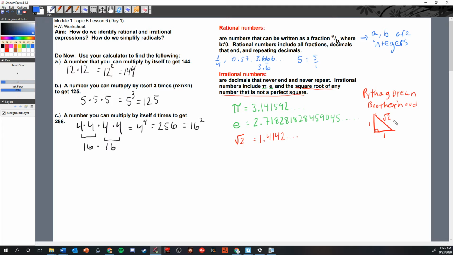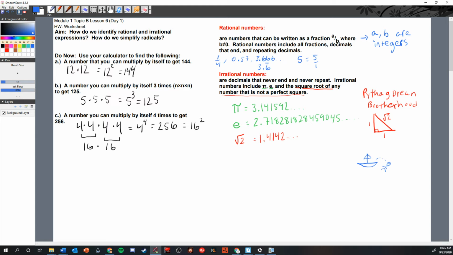So he proved it was irrational, and instead of celebrating, what they did was they took him out in a boat. They said, hey, let's go fishing. They took him out in a boat, and they chucked him overboard. And they drowned him. Poor guy. So, turns out irrational numbers, a little dangerous.